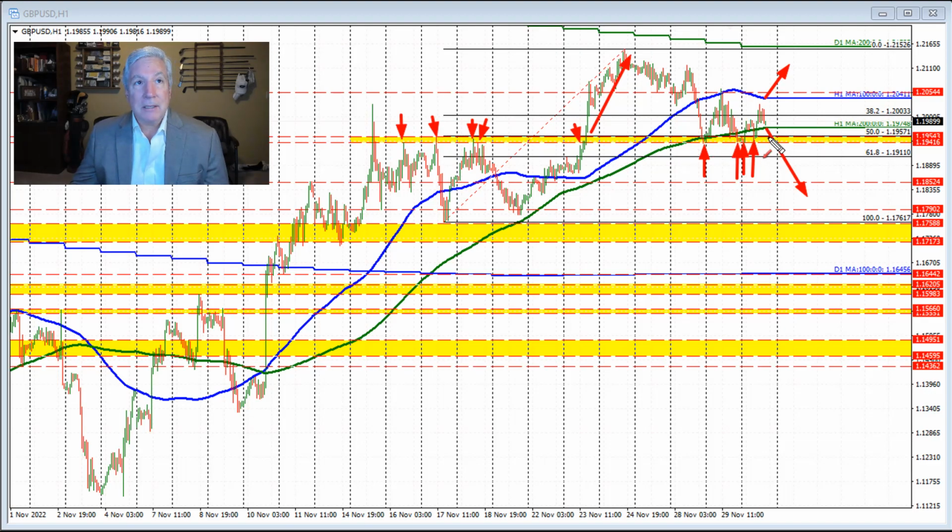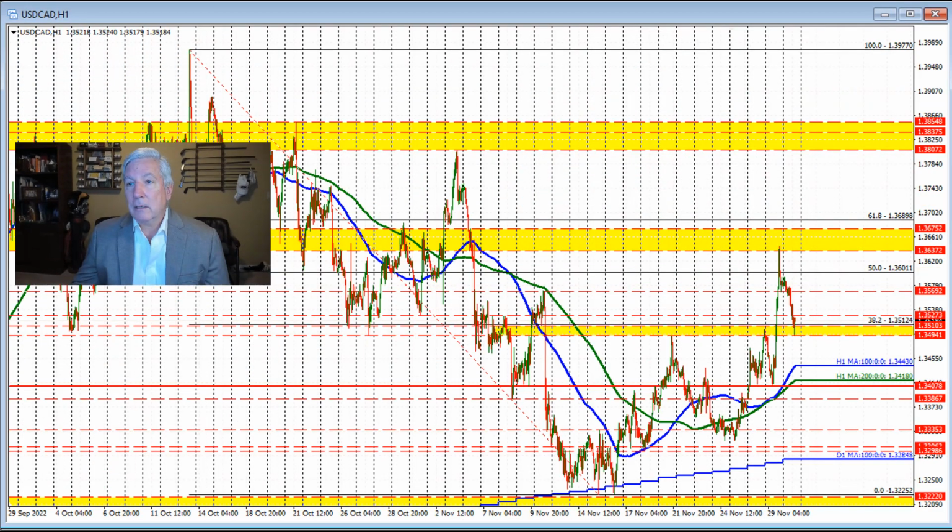If the price is able to move lower and get below the 200-hour moving average and this swing area right here, then the selling pressure should increase for the sterling versus the US dollar. Alternatively, a move above the 100-hour moving average would tilt the bias more to the upside in this currency pair in trading today. Let's take a look at the dollar versus Canada.